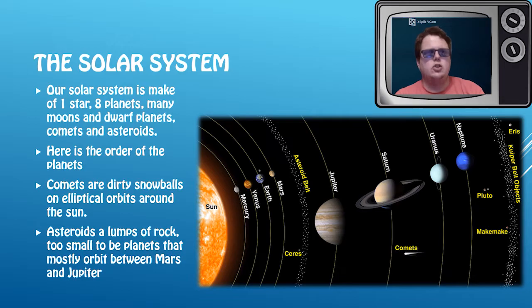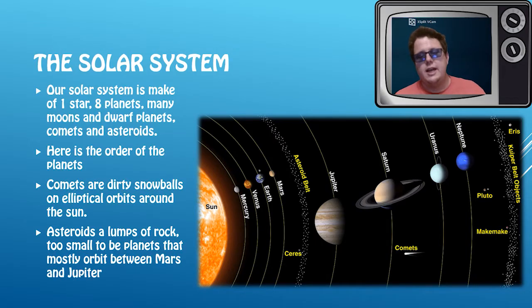Okay, on to the solar system then. The solar system as we know it today has one star, the sun, 8 planets, many moons and many dwarf planets, along with comets and asteroids as well. If you look at this picture here, this is the order of the planets. We start with the sun, not being a planet, but then we have Mercury, Venus, Earth, Mars, our 4 rocky inner planets. And then we have Jupiter and Saturn, gas giants, and then Uranus and Neptune, normally known as ice giants.